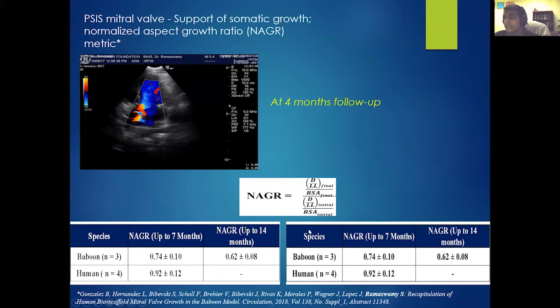But nonetheless, we began to see that as we extended the duration of the valve, the ability for the valve to grow with the baboon decreased. As you can see here, at 14 months, it decreased to 0.62. At 7 months, it was at 0.74. So that became a concern.